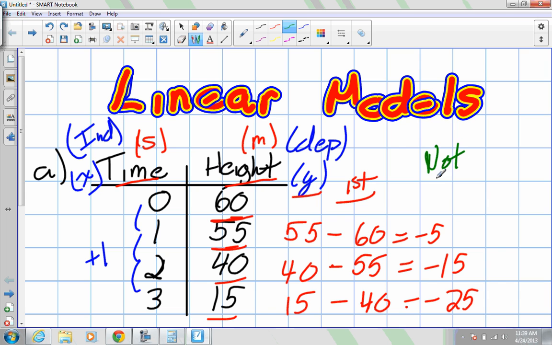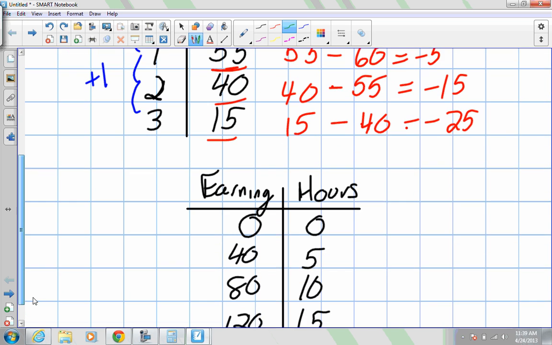So because they're not the same, this is not linear. Okay? In order for us to have a linear relationship, our first differences need to be the same. Okay? Let's move to our second example.